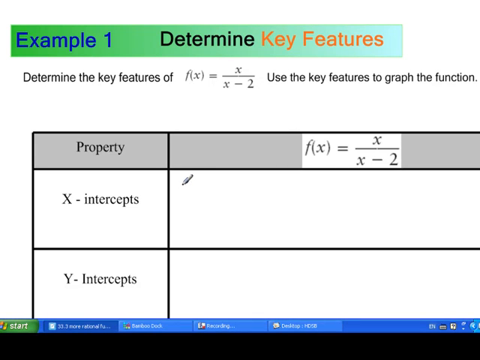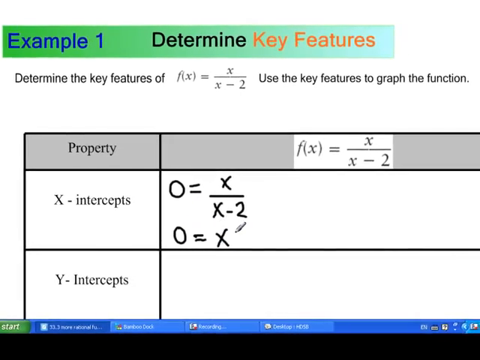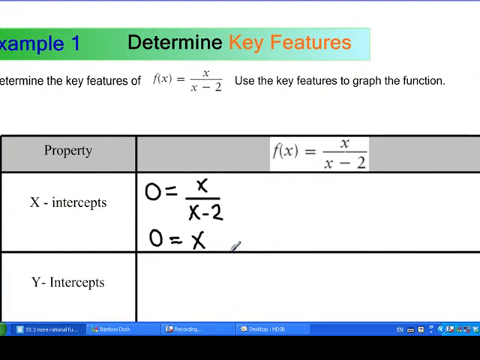X-intercepts happen when the y value, or the function, is equal to 0. And in the past, when we've done this, our first step after we've set the function equal to 0 would be to cross multiply. And when we cross multiply, we're going to end up with 0 equals x. In the past, we had a number where the variable should be. We had something like 0 equals 1, which was false. But now that we've replaced that with a variable, this is now a true statement. X can equal 0. So therefore we can say that the x-intercept is at the point 0 and 0. It's at the origin.